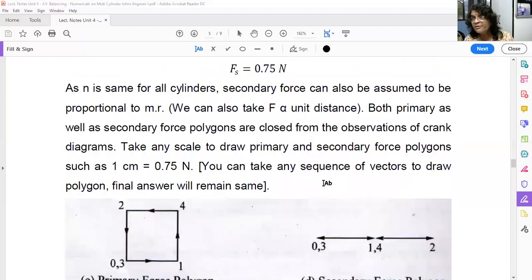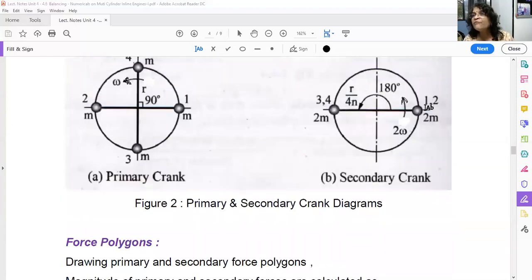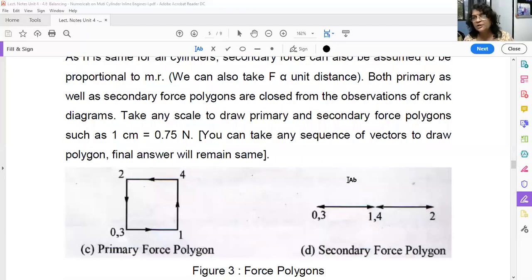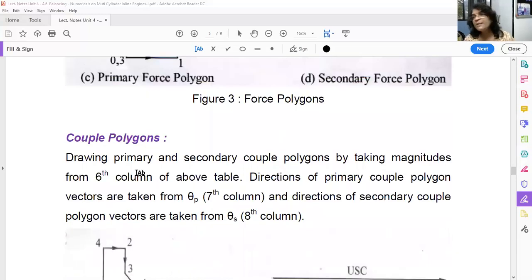Understood? So again I will explain. Here it is cylinder number 1 and 2, here it is 3 and 4. Suppose this is your pole point O. From O I draw 1, then 2. Now 3 and 4 are in this direction. I am here, so from here you draw 3 and then 4. So again I came back here. Understood? So this is a closed force polygon. Now you have to draw the couple polygon.